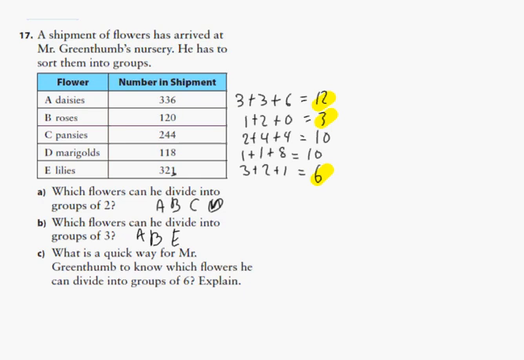And finally, it says, what is a quick way for Mr. Green Thumb to know which flowers he could divide into groups of 6? Well, the answer is whichever ones he could divide into groups of 2 and into groups of 3 are also divisible into groups of 6, which means only daisies and roses are able to be divided by 6. The rest are not divisible by 6.